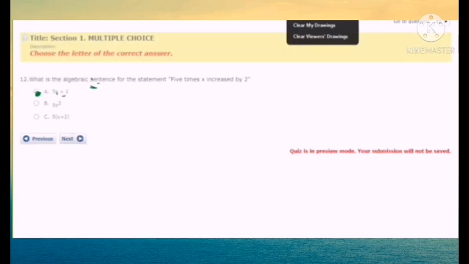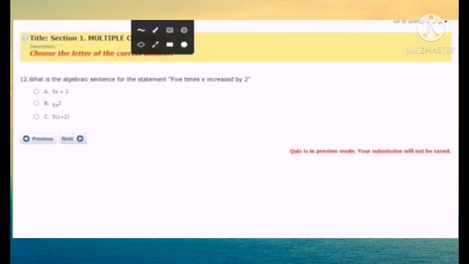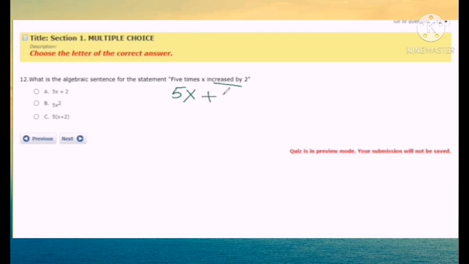Next, number 12. What is the algebraic sentence for the statement 5? So I will write 5 times x. So again, when we multiply, we do not write any operation. So we have x together with 5. It means multiplication already. Increased by, so that's addition, and 2. So the correct answer is letter A.